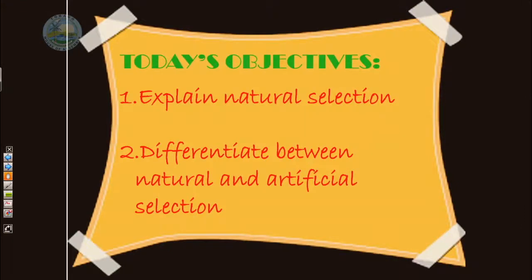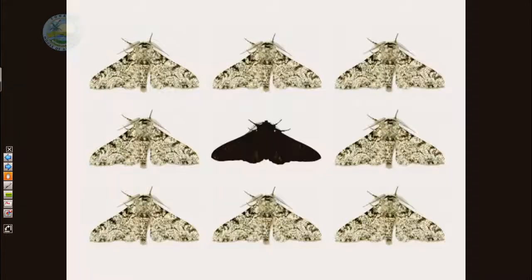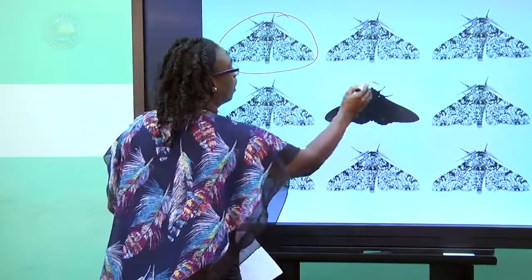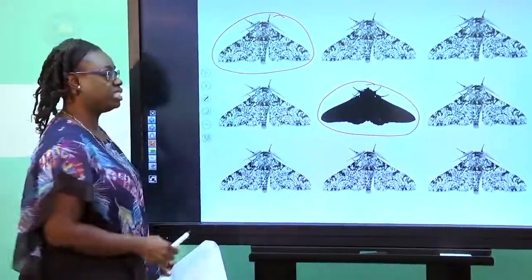In today's objective, we would like to explain natural selection and differentiate between natural and artificial selection. Here are some peppered moths. In the previous session, we understood that variation results in diversity of species. As you can see, we can have color variation in moths. We will have black and white peppered moths existing at the same time.